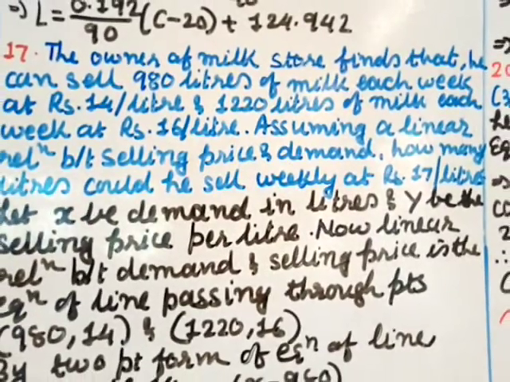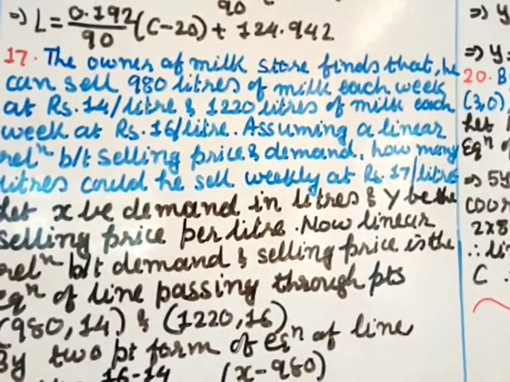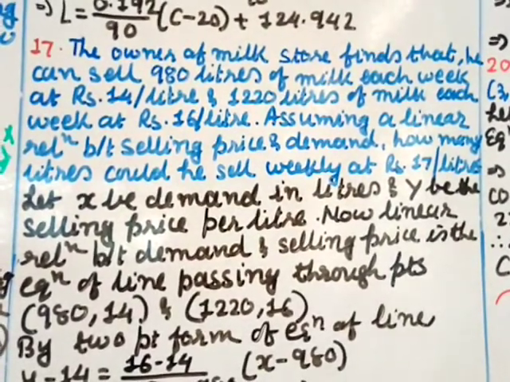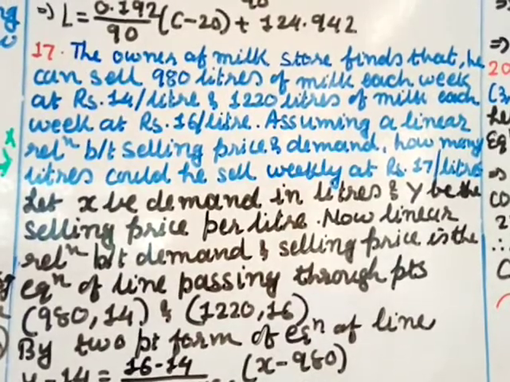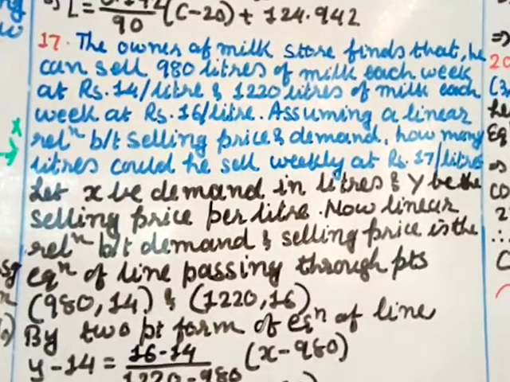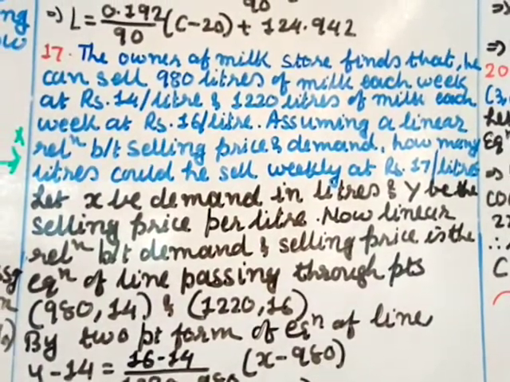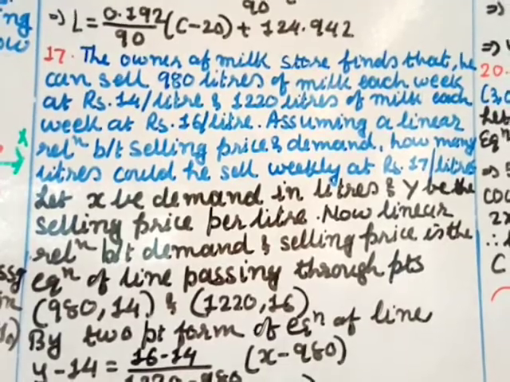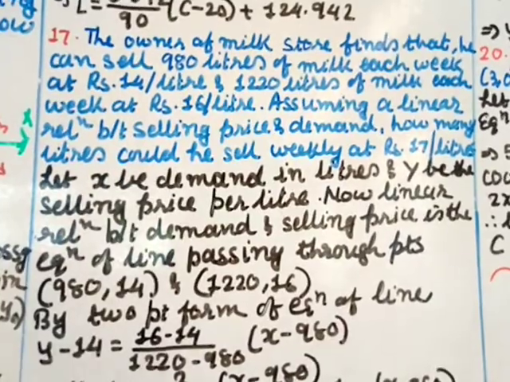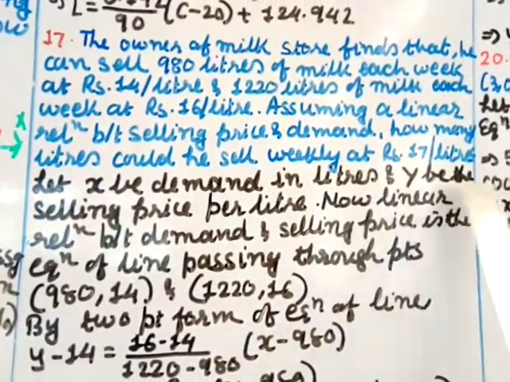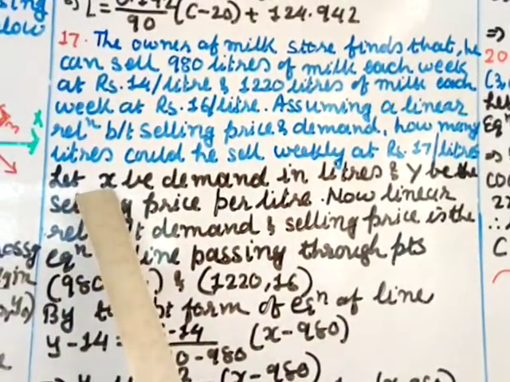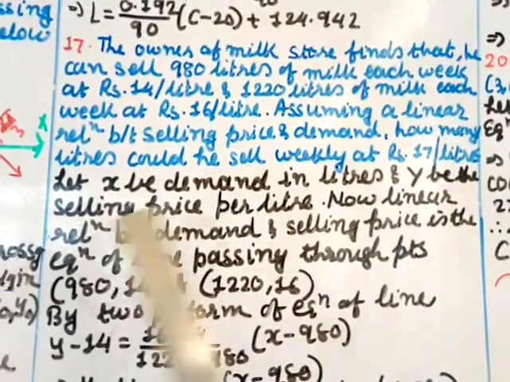Question number 17. The owner of a milk store finds that he can sell 980 liters of milk each week at rupees 14 per liter and 1220 liters of milk each week at rupees 16 per liter. Assuming a linear relationship between selling price and demand, how many liters could he sell weekly at rupees 17 per liter? Let x be demand in liters and y be the selling price per liter. Okay, so you can take demand in liters as x and the price as y.